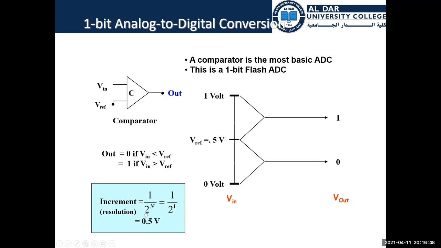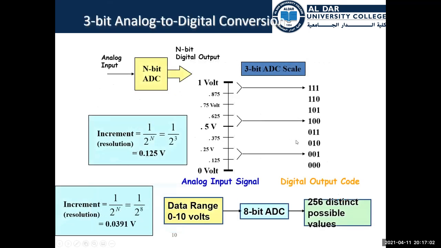So the increment here, or the resolution, is 1/2^n, where 1 is the voltage value, over 2^n. This is going to give us 1/2, which is 0.5 voltage. This is the resolution.